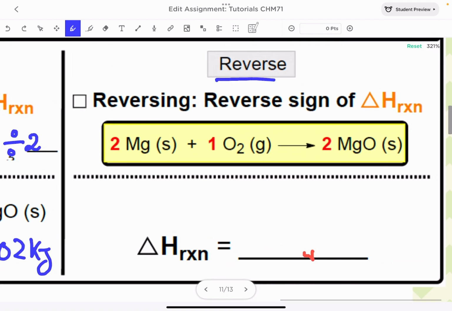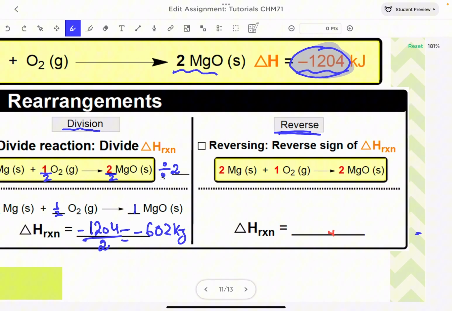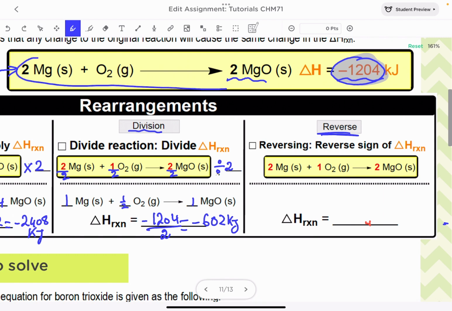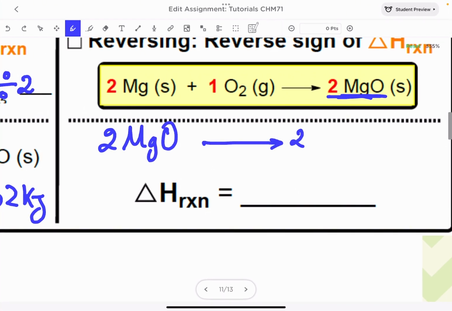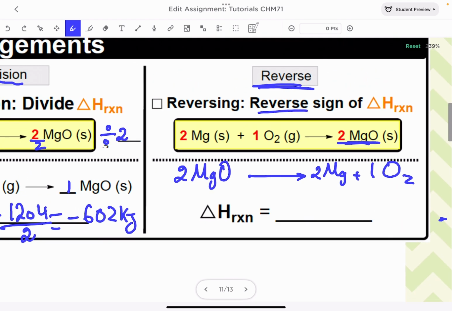What if you reversed the original given equation? This is the original one over here. What if I reversed it? If we reversed it, what will the equation become? The product becomes the reactant. So 2 MgO will produce 2 magnesium and 1 oxygen. So when you reverse an equation, you reverse the sign of delta H. It was negative 1204, now it's going to become positive. And if the original one has a positive enthalpy change, it will become negative.